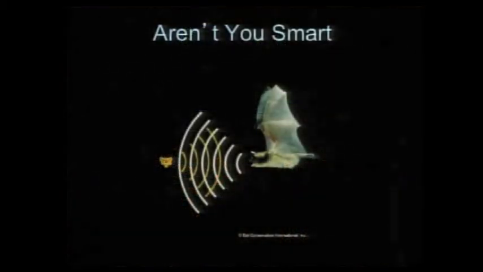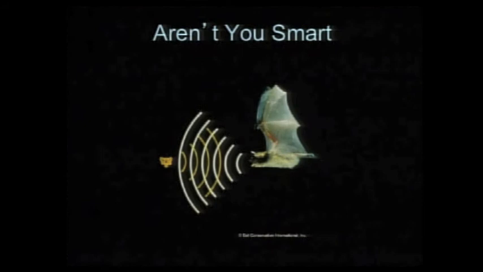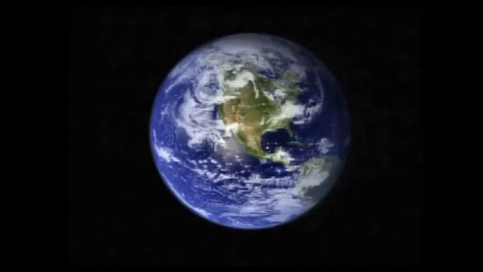So let's be smart. Let's take a look at some of these ideas from nature and let's solve some problems out there. Thanks very much.